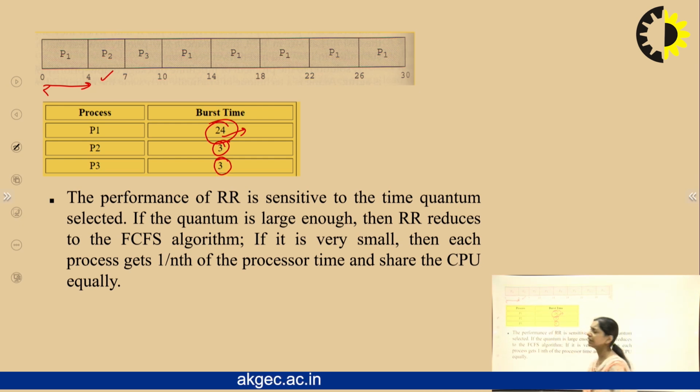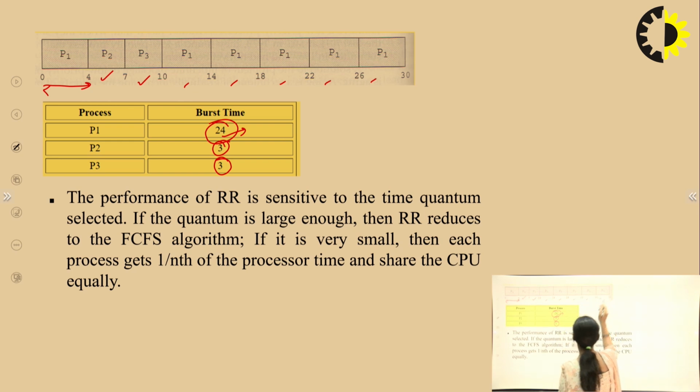After that, P3 came into the system and it also executed, because the value of the time quantum was larger than the burst time. After that, the CPU was allocated to P1 and it executed after every 4 milliseconds, and later at the 30th millisecond, it was complete.